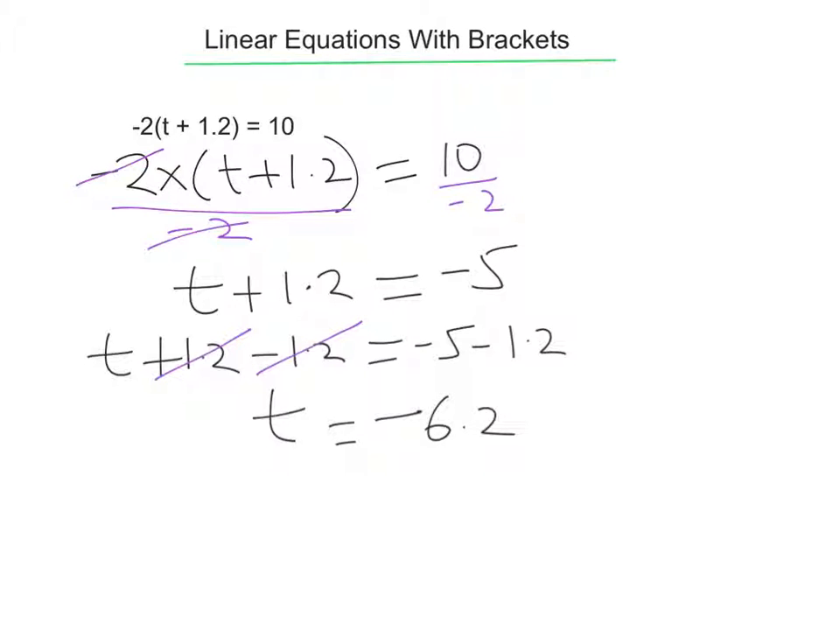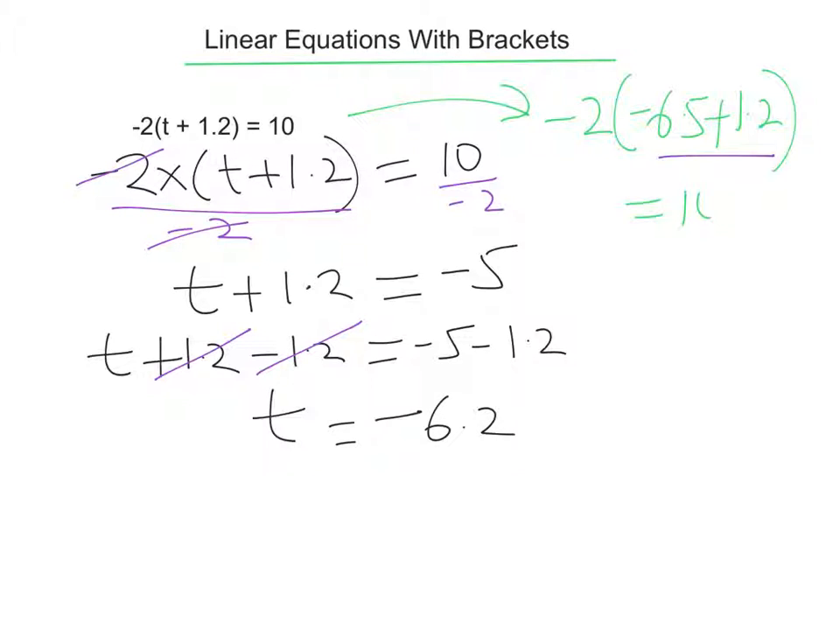Let's just quickly check our answer. So minus 2 multiplied by minus 6.5 plus 1.2. Well, minus 6.5 plus 1.2 is minus 5. Minus 5 multiplied by minus 2 is equal to 10, so it works.